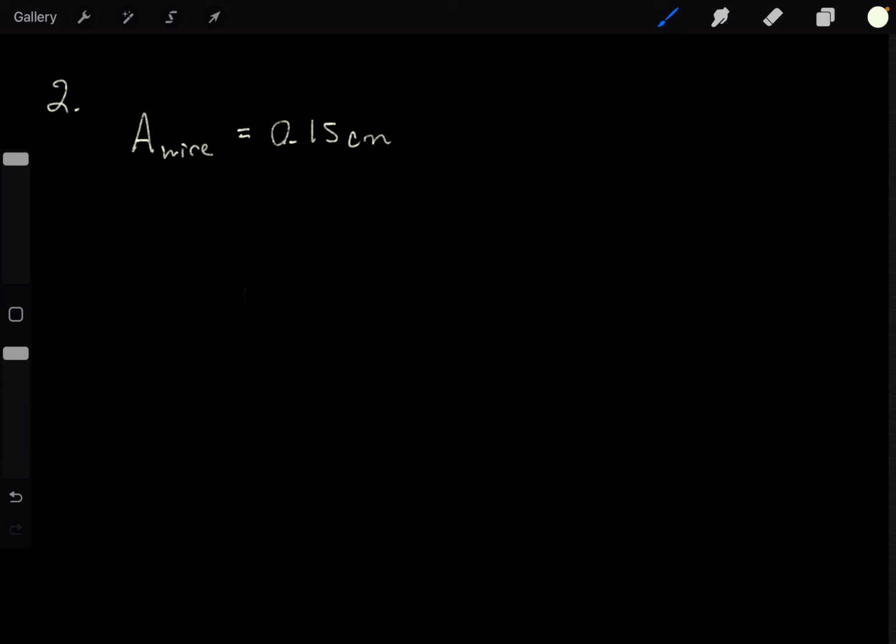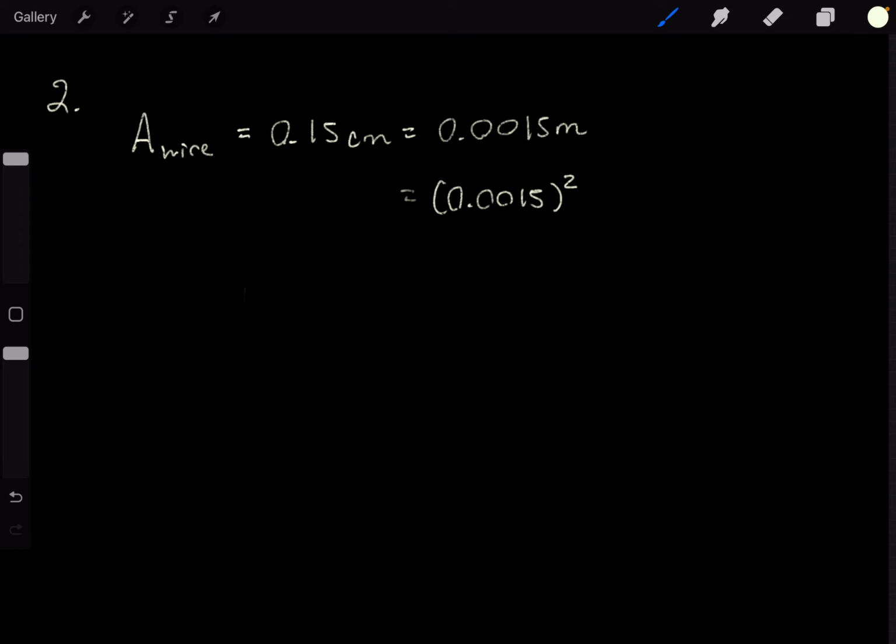So A sub wire, that's going to be 0.15 centimeters. Now remember, let's convert that to meters. It's going to be 0.015 meters. Hold on, that's not right. Excuse me. 0.015 meters. Yeah, meters. So we convert this measurement to meters, which also, remember, because it's the square of its side length, we square it. 0.015 squared, and we calculate the area.